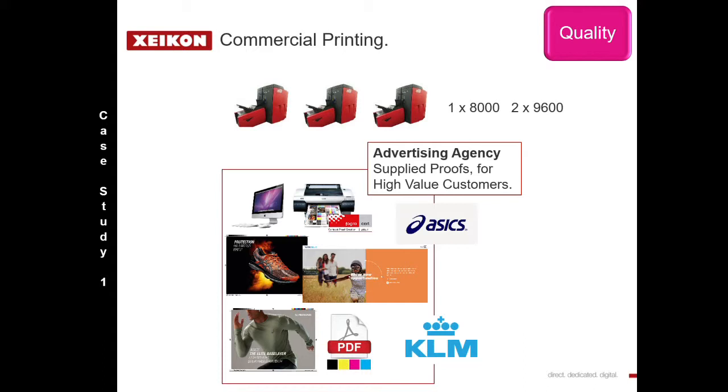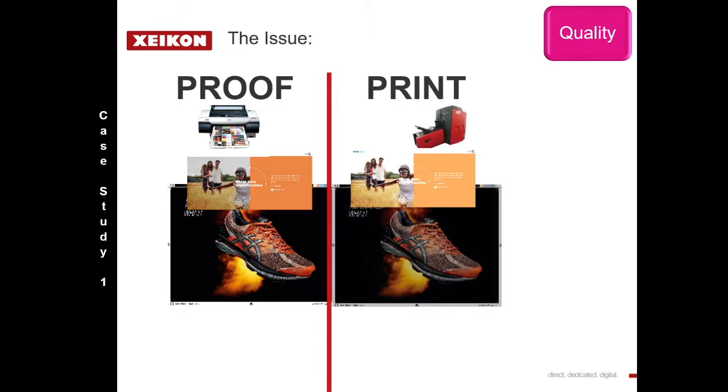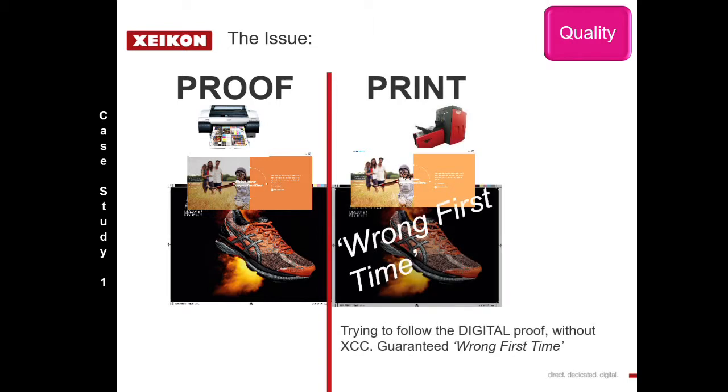The problem this company faced was they were given a proof and a file, and because they were not using colour management, they were near but not near enough, which often meant they were wrong first time. And so this would lead into a cycle of trying to edit the file either via the press or via pre-press. However, this would eat up a lot of time and was always ending up in a compromise.